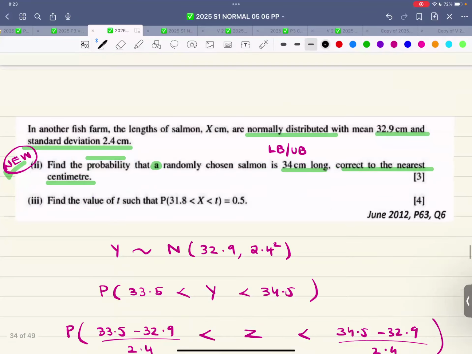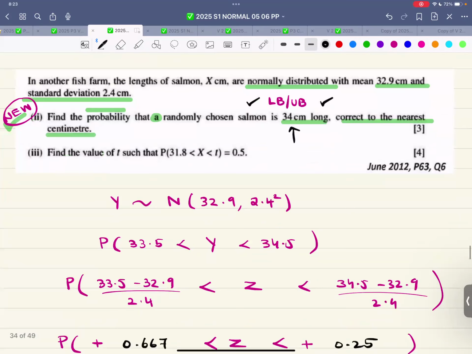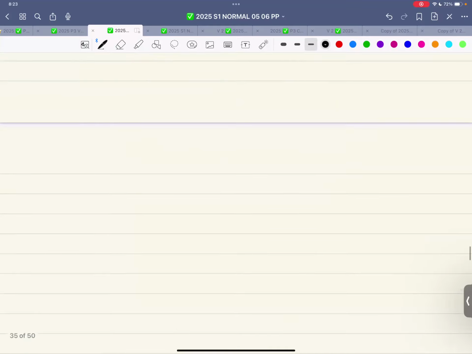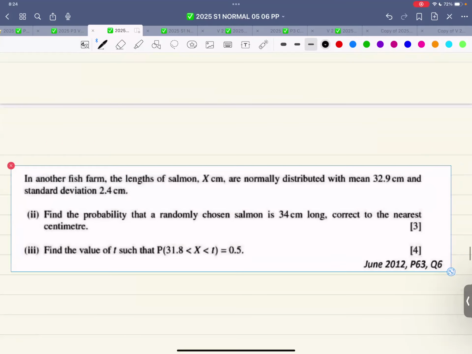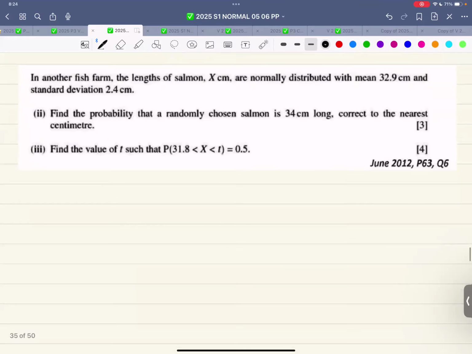So that is the new thing, that when it's an equal thing, so salmon is 34 centimeters long, use the upper bound and the lower bound, it should lie between that particular value. So let me copy this thing and add a new page over here. Okay. Now the last part.